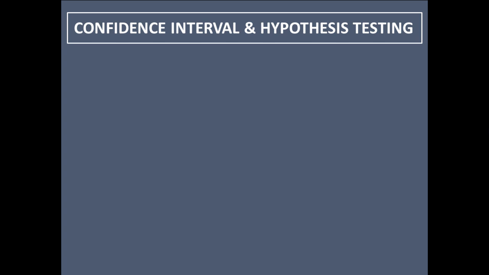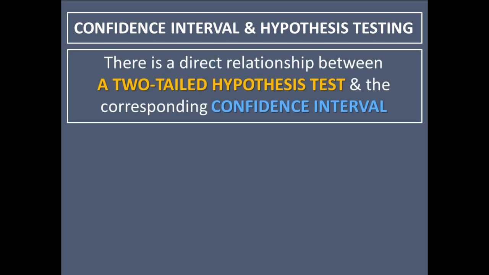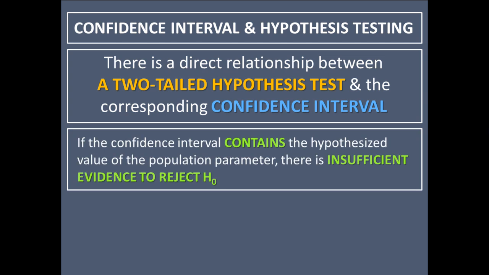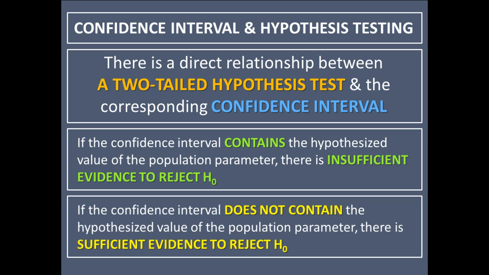One last thing that should be noted is that there is a definite link between confidence intervals and hypothesis testing. As we've already seen, there's a definite link between the confidence interval and the alpha value that we use for hypothesis testing. So the confidence interval plus the level of significance will always be 100% of our data. So that being said, there is a direct relationship between a two-tailed hypothesis test and the corresponding confidence interval. If we look at a confidence interval and it contains a hypothesized value of the population parameter, then there is insufficient evidence to reject the null hypothesis. If it does not contain the hypothesized value, then there is sufficient evidence to reject the null hypothesis and instead accept the alternate hypothesis.